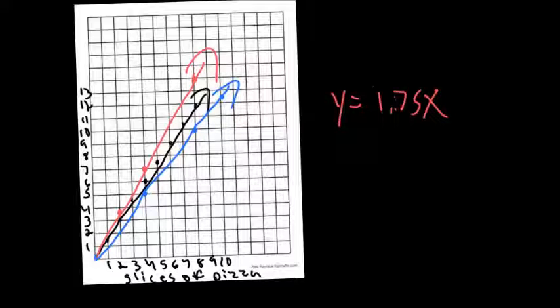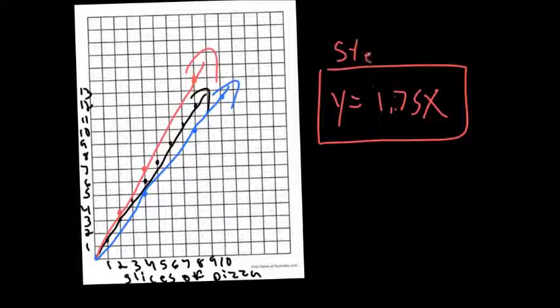And so if we look at those lines, the steepest line would be this last one we did. So when you're thinking about money, your steepest line is the one that costs the most per unit.